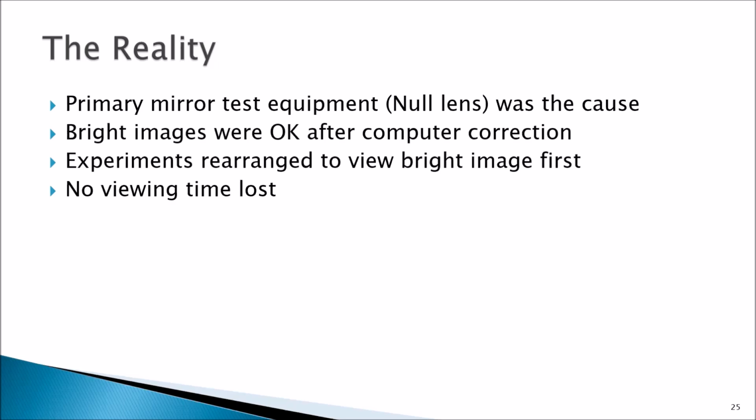So what was done was the experiments for the Hubble were just simply rearranged. Any experiment that involved bright images were moved to the head of the line and done first. The net result was no viewing time was lost.